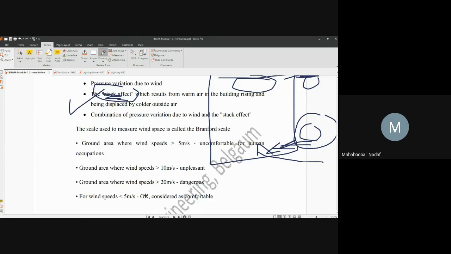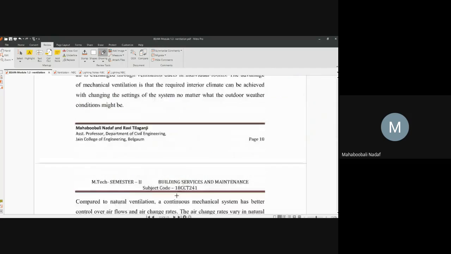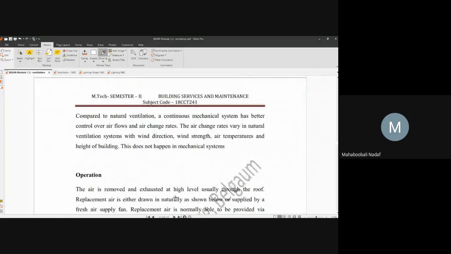Yes, sir. Okay, inside a room, the wind entry speed should always be less than 5 meters per second. Whatever the wind entry through a window or through a fan, it should be less than 5 meters per second. Then we call it comfortable. If it is more than that, then we call it uncomfortable, unpleasant, dangerous. So like that you have to understand.